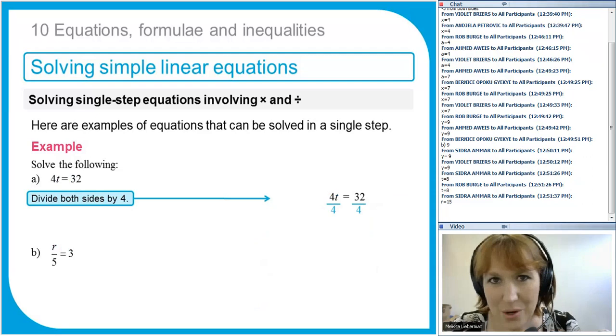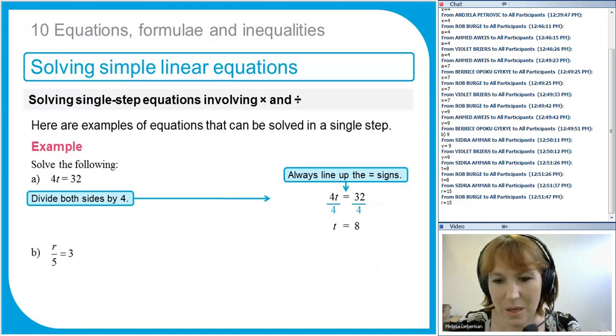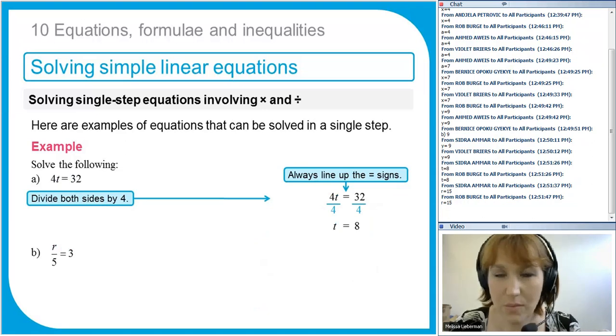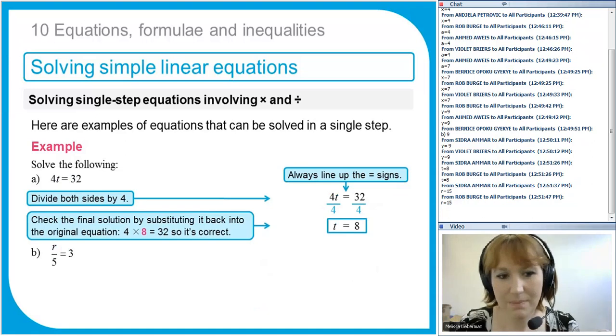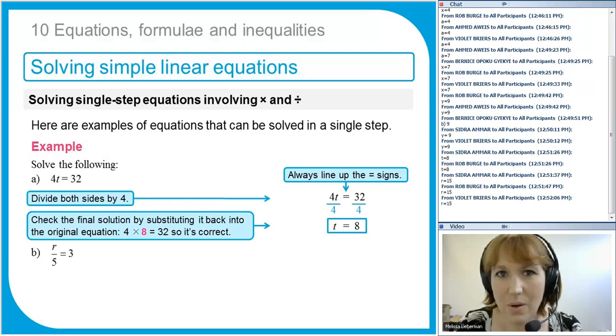So on the left-hand side, I have t on its own, which is what I wanted. And then 32 divided by 4 is 8. Always line up the equal signs. And then make sure that that answer is right. 4 times 8 is 32. So t is 8 because that's the number I was looking for, and that makes my statement correct. How about part B? So everyone that put t equals 8 is right, Sidra and Rob. Good. Now, a lot of people struggle with equations, so I'm not assuming that this is easy by any means.